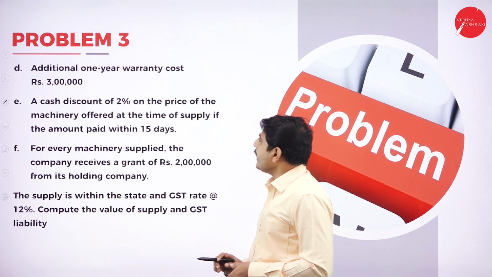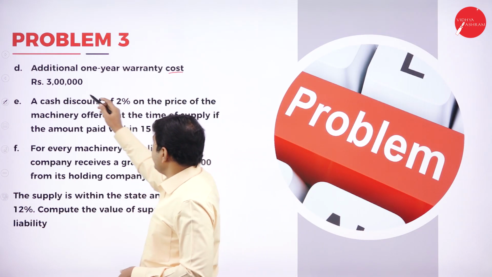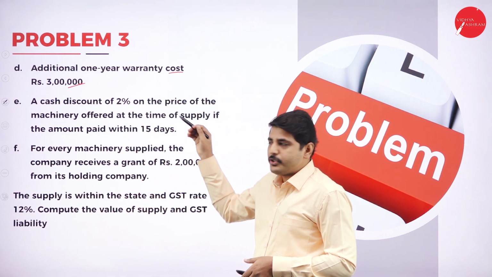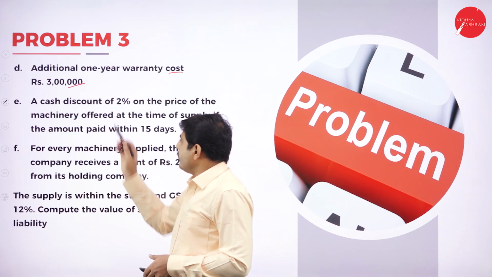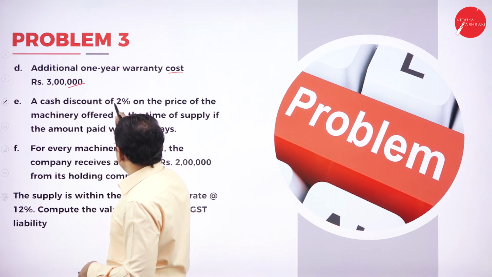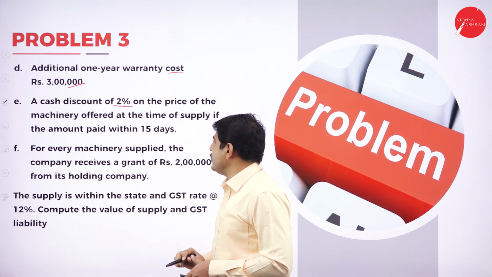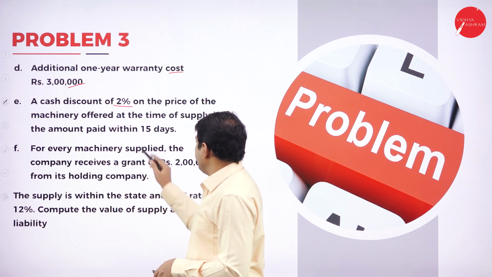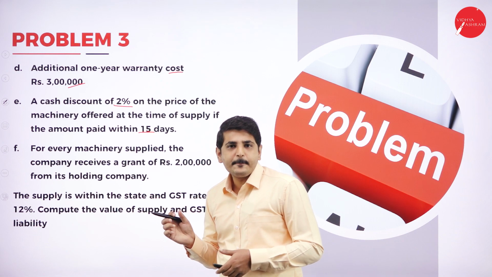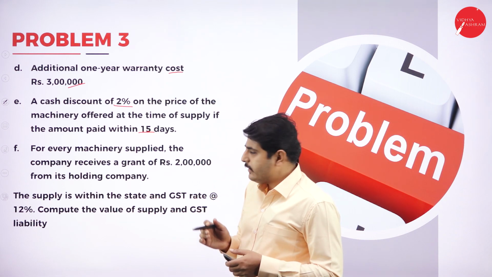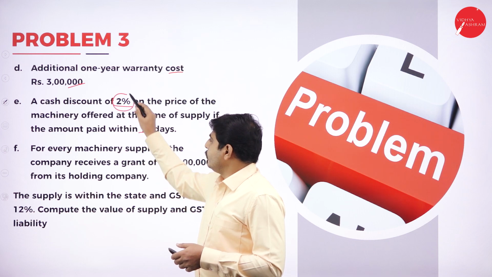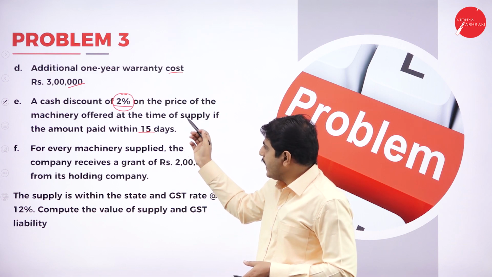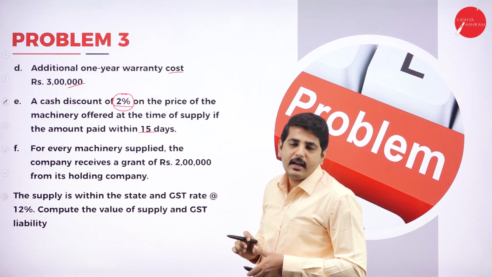Next one, additional 1 year warranty cost rupees 3 lakh. So, this is also included in the problem. So, we should add this item. This is related to the problem. Next one, the cash discount of 2% on the price of the machinery offered at the time of supply if the amount is paid within 15 days. What do you mean by that? If the buyer pays the entire amount within 15 days, they are ready to provide 2% discount on the value of supply. So, we have to deduct this 2% after adding all the items.